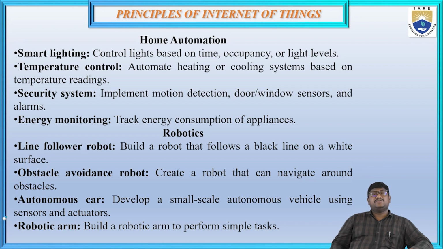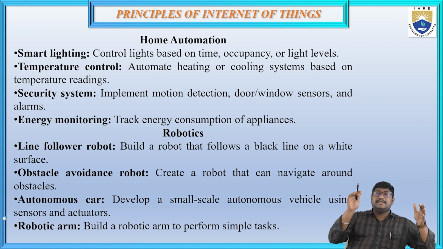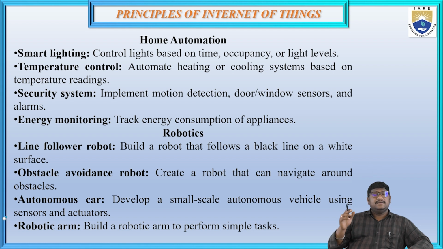Coming to home automation, here a smart lighting system will be there. Whenever we are in a smart home, when I enter a particular room, automatically by detecting the motion, the lights are going to switch on. When I go near the fan, automatically the fan also starts functioning. Everything is automated, right? Due to the smart lighting, smart motors. Got it? And the temperature control, automatic heating and automatic cooling system based on the temperature readings.